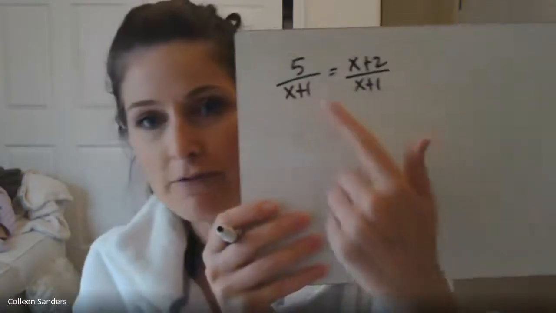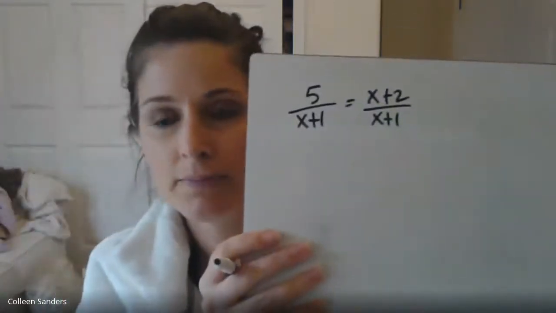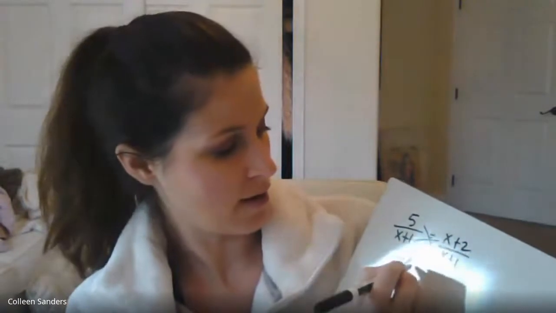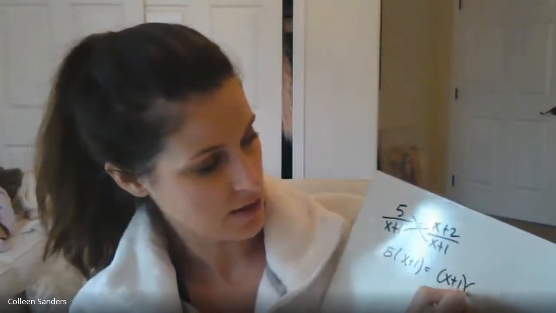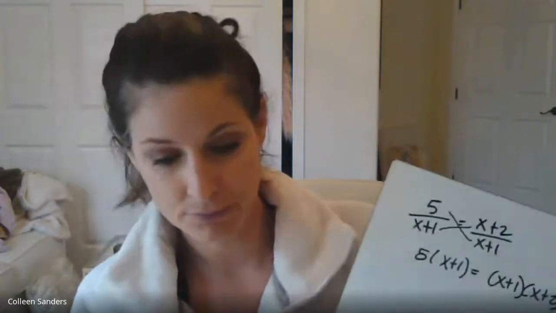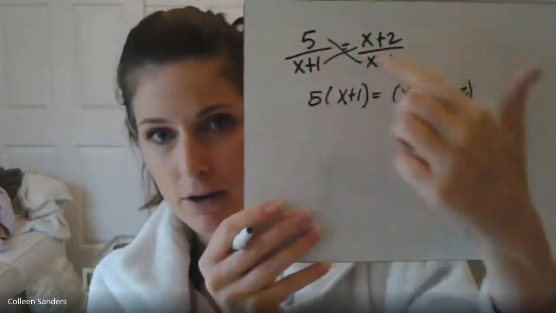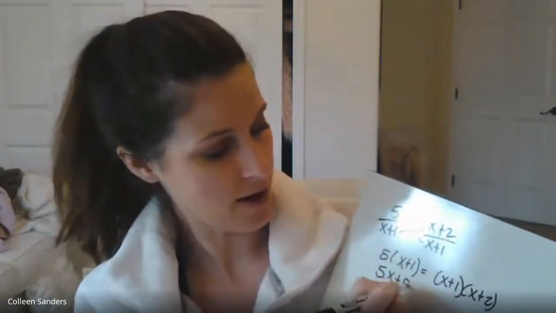Okay, so here's one. 5 over x plus 1 equals x plus 2 over x plus 1. So again, we're going to do cross products. Okay, and so I'll have 5 times x plus 1 equals x plus 1 times x plus 2. We're okay with that? Cross product. On the left, I have 5x plus 5.